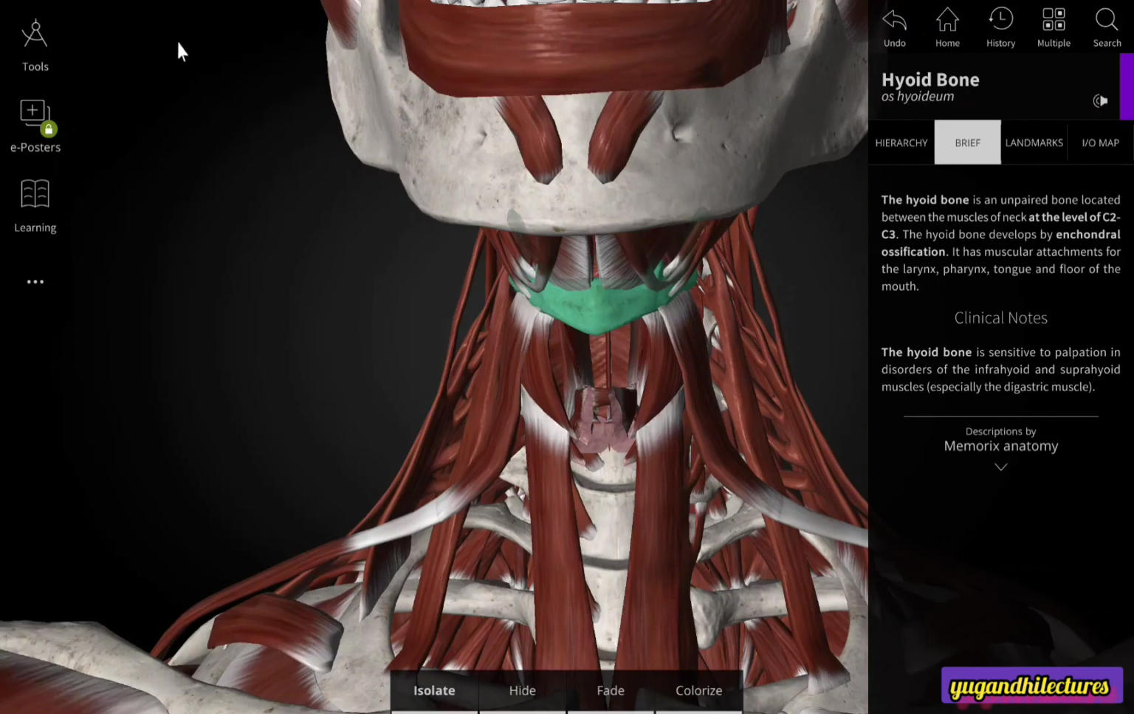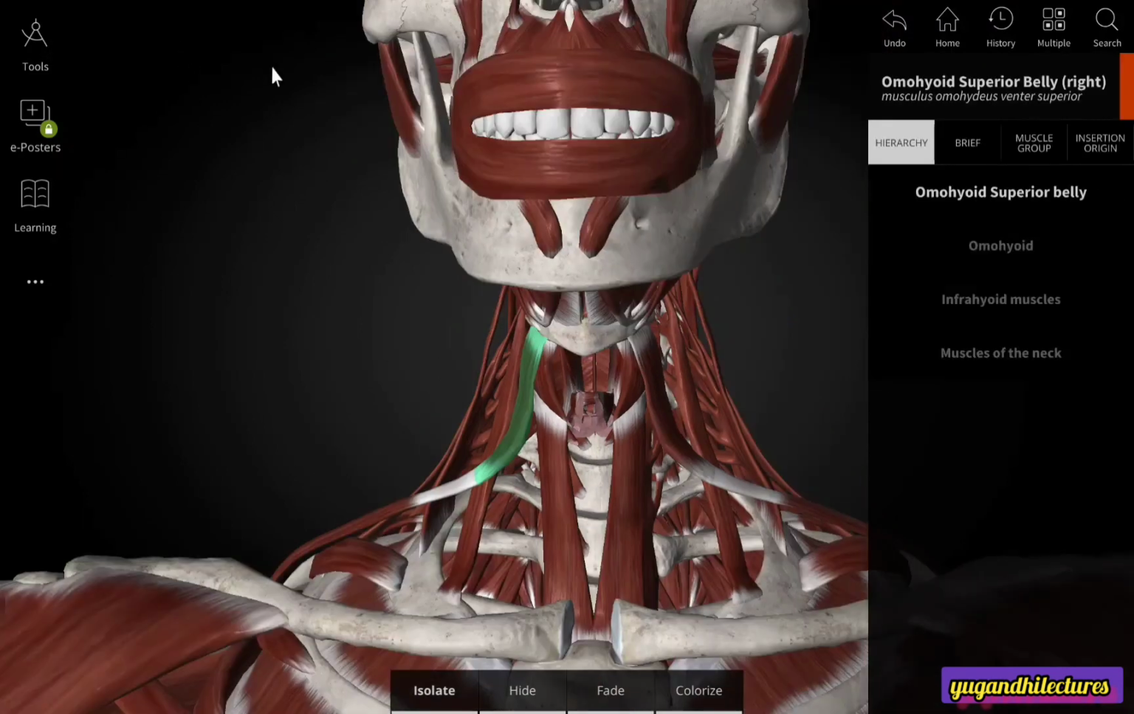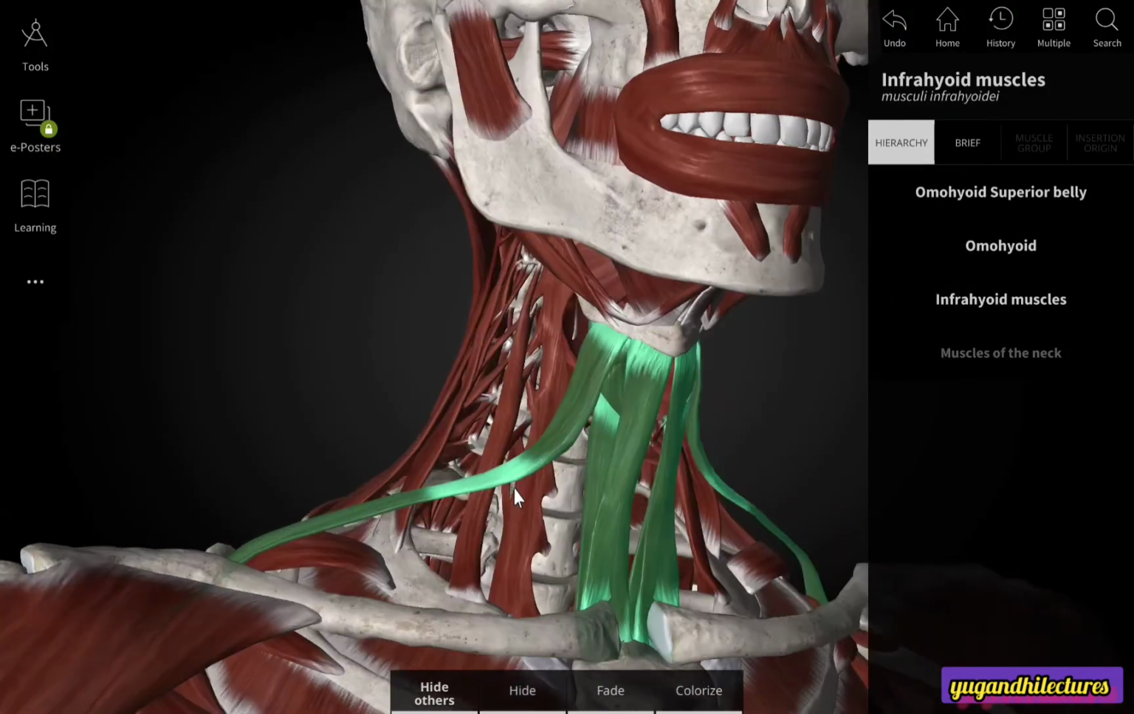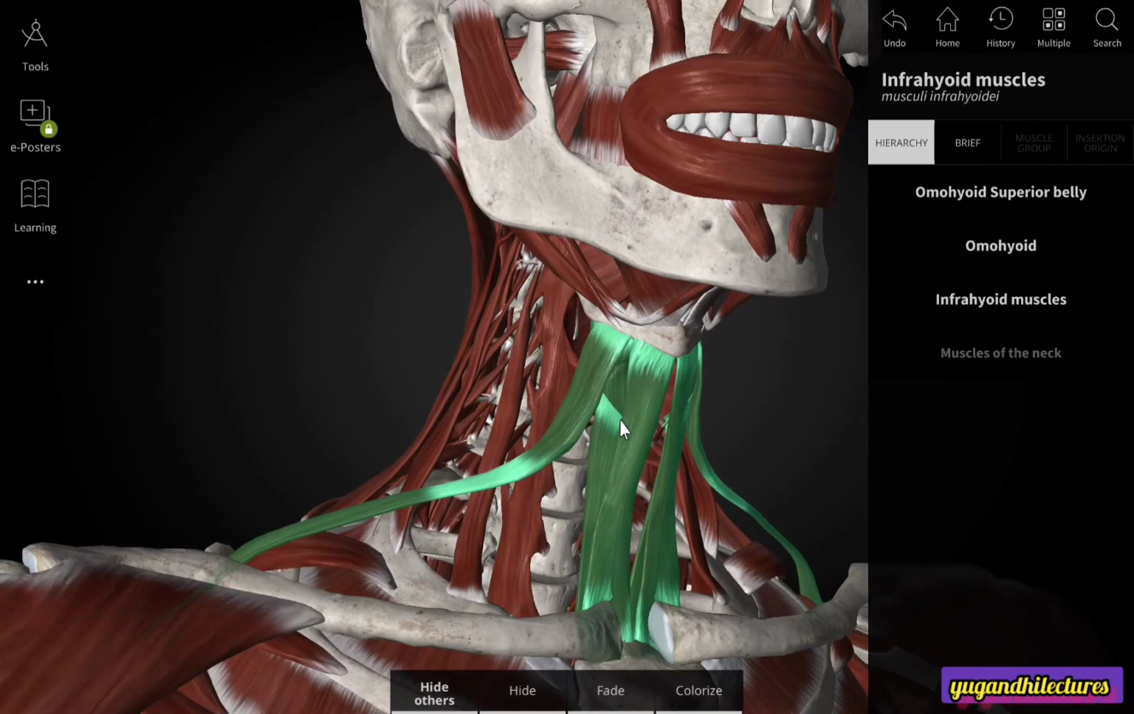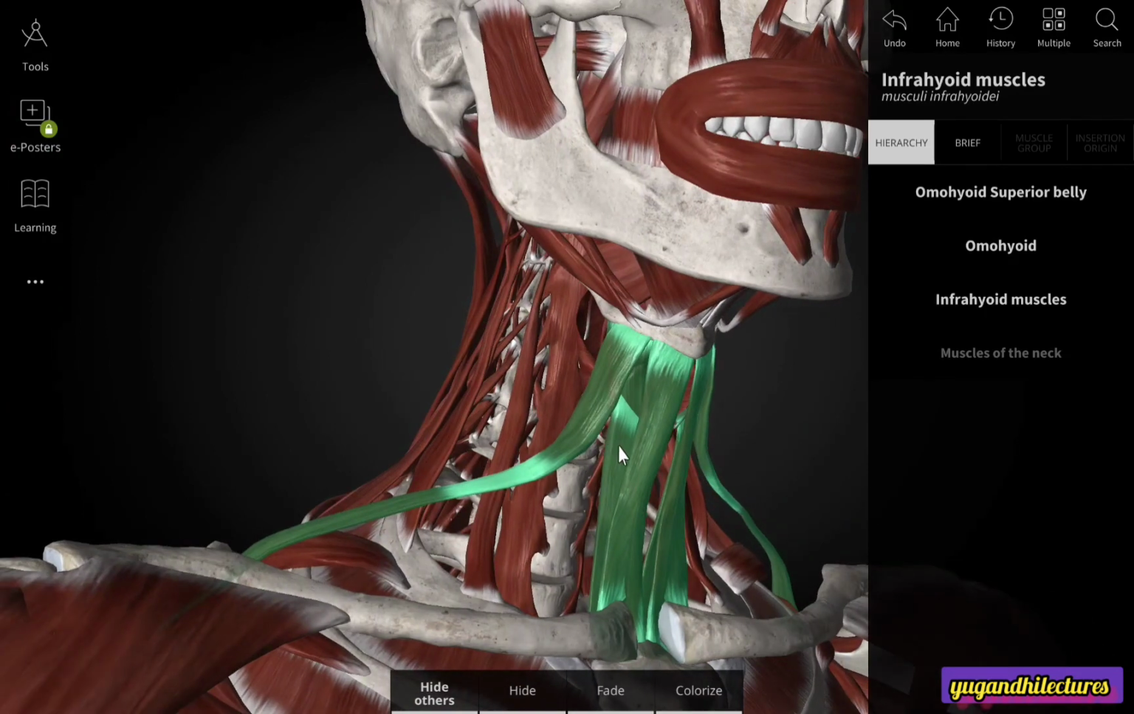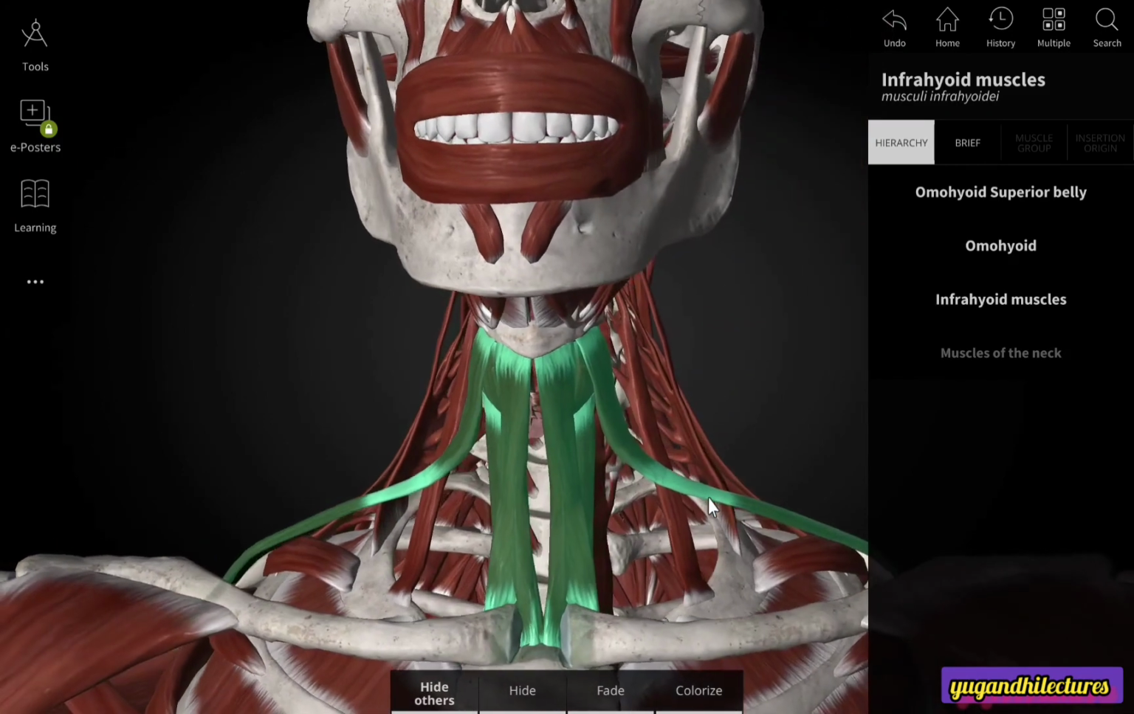These are the infrahyoid muscles. So again I am pointing out the infrahyoid muscles just for clarification. You can see here the sternohyoid muscle, the sternothyroid muscle, the thyrohyoid muscle, and the omohyoid muscle. These are the infrahyoid group of muscles.